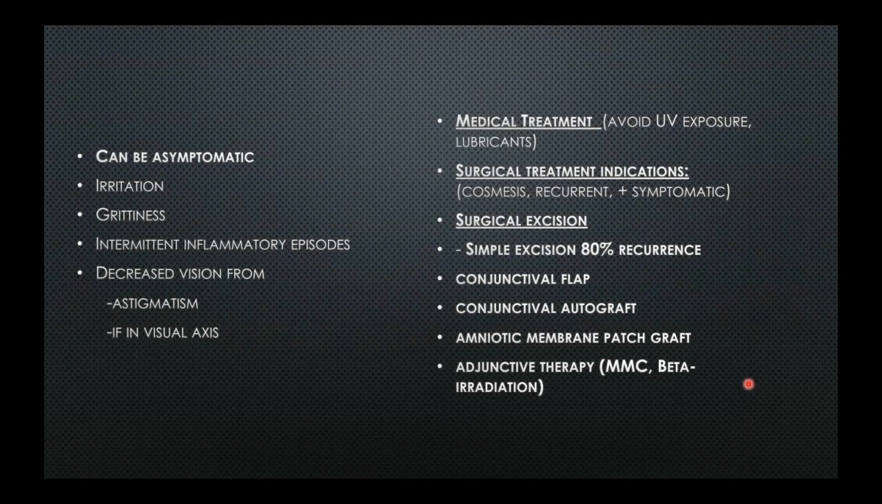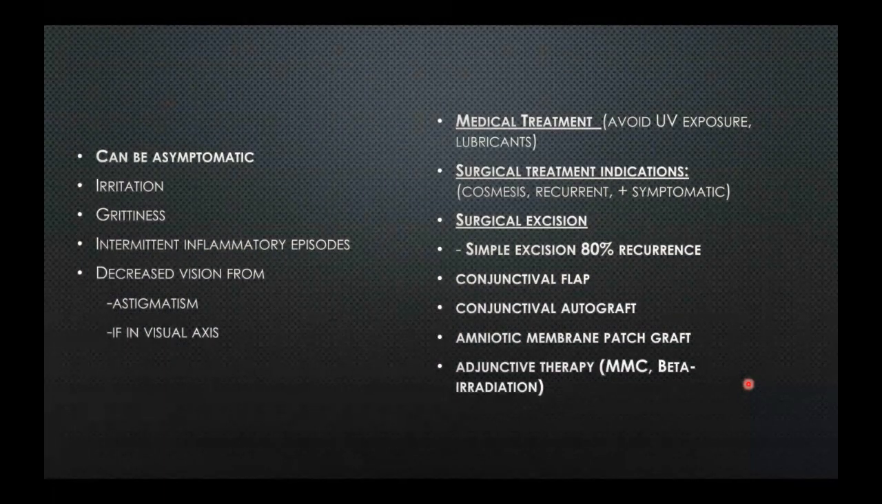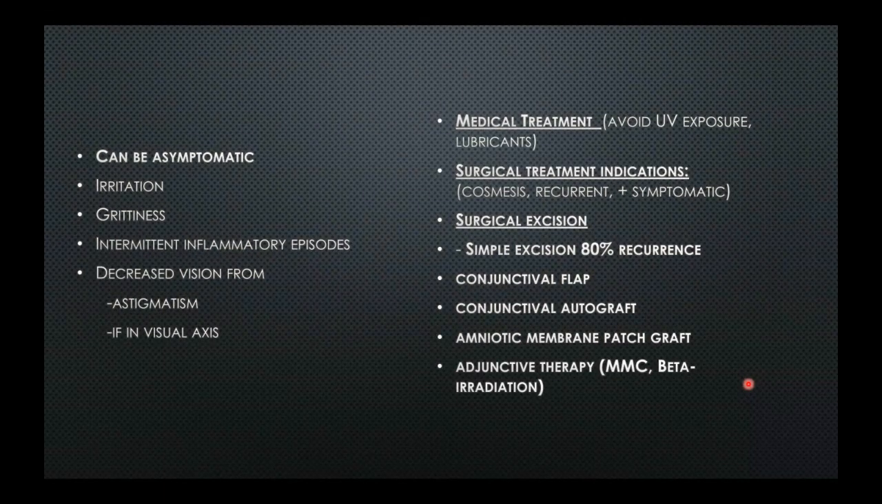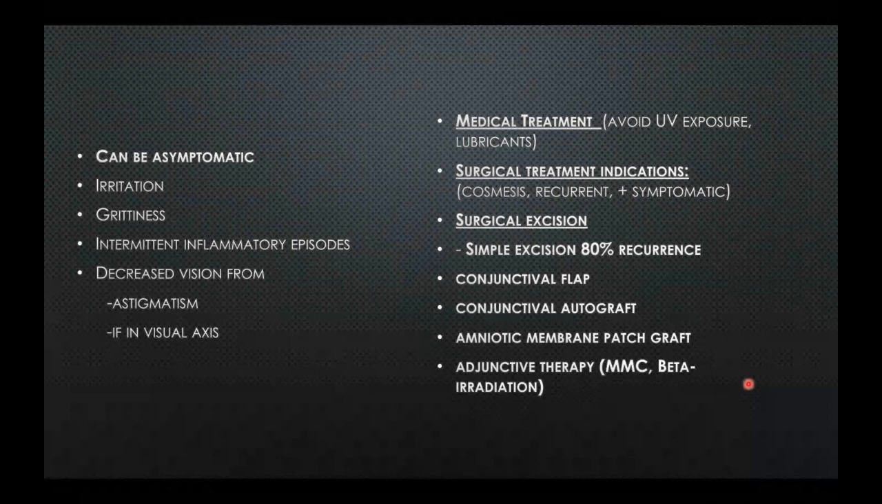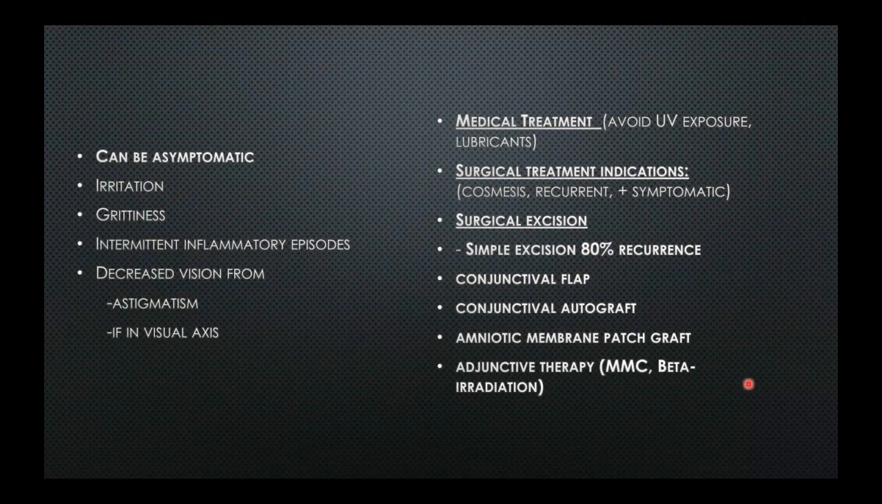Number two, cosmesis. Another indication is if you've done it before and it reoccurs. So a recurrent pterygium has to be removed surgically. And number four, a very symptomatic pterygium. It may be small and not in the visual axis, but the patient presents with recurrent episodes of inflammation at that level of the pterygium, or they tend to get an abrasion right there at that spot because the pterygium is no longer a flat surface.